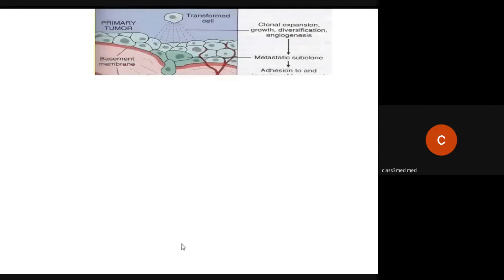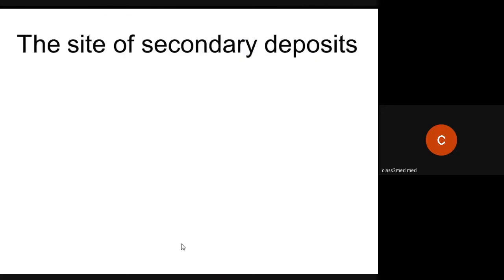And these are just revision to the process of the invasion and metastasis.